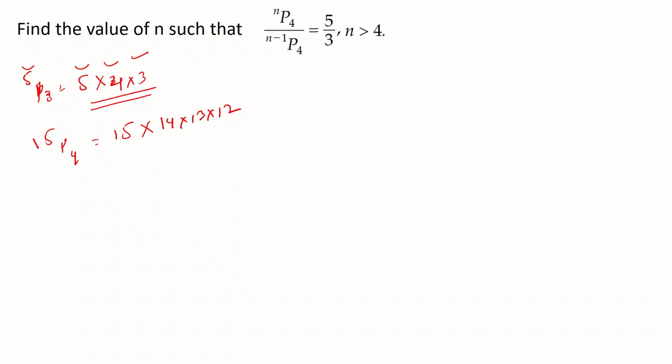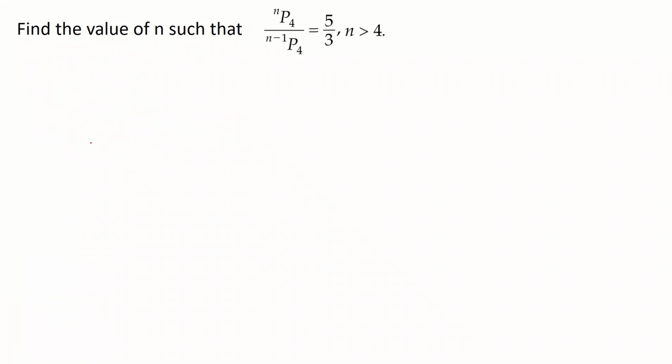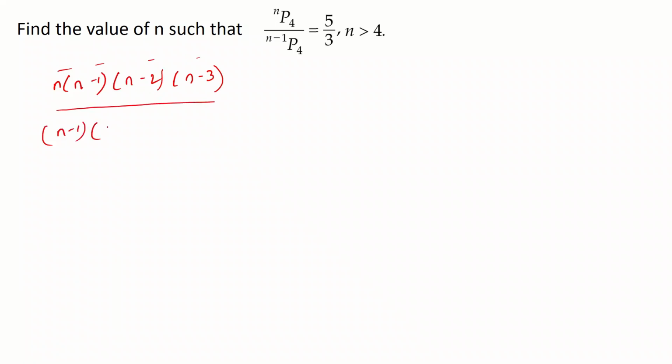So if you write 7P2, that means 7 times 6. You keep on subtracting 1 and then go as many steps as mentioned over here. Okay, so let me erase all of these things. Now nP4 is n times, subtracted 1, subtracted 1 more, and subtracted 1 more, and that gives us 4 terms. So 1, 2, 3, 4 terms you have to write, and then divided by n minus 1, subtracted 1, subtracted 1 more, and subtracted 1 more, and again 4 terms, and this is equal to 5 by 3.